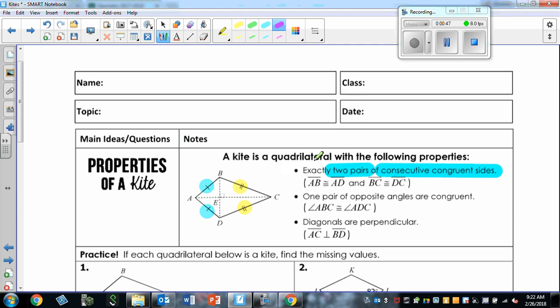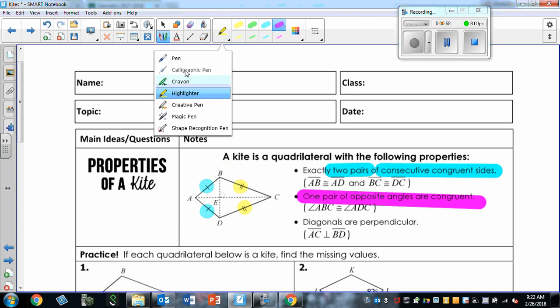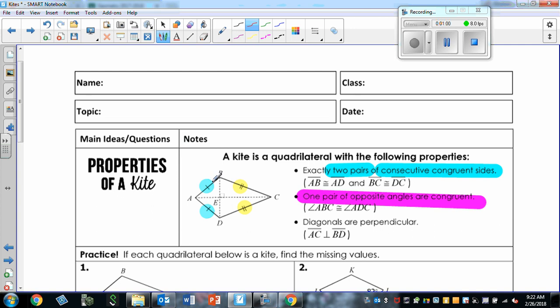Also, one pair of opposite angles are congruent, so only one, not both. In this case, that's going to be angle B, this angle here, and angle D, this angle here. So the angles between the different sides are congruent. B is between single and double, so is D, single and double. And they're congruent because of side angle side.